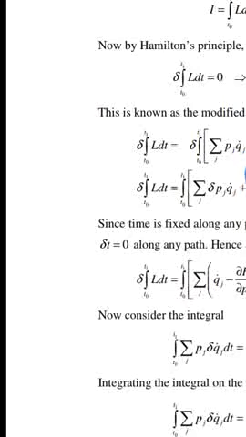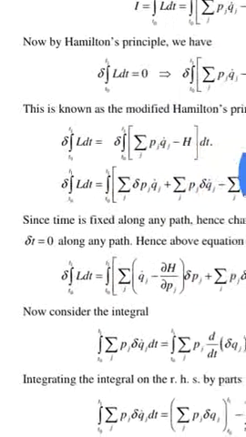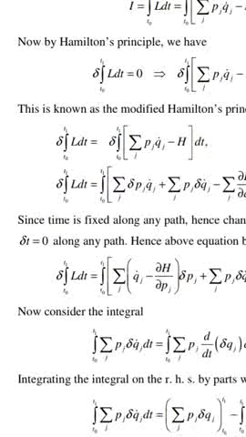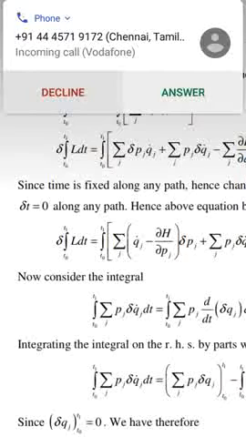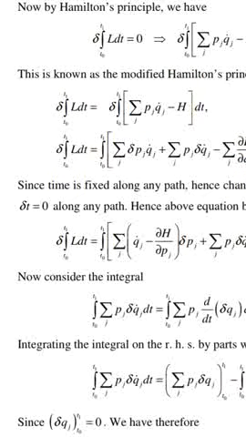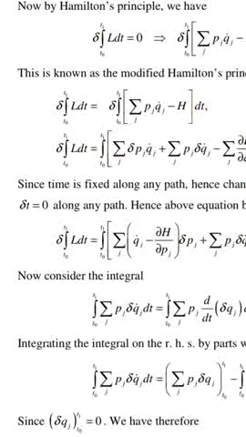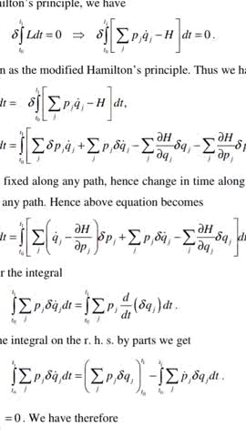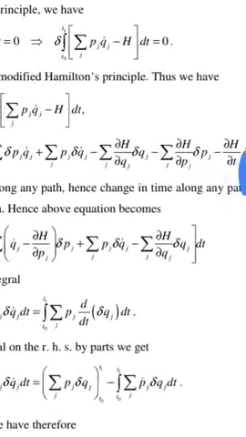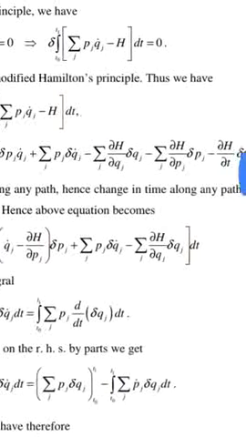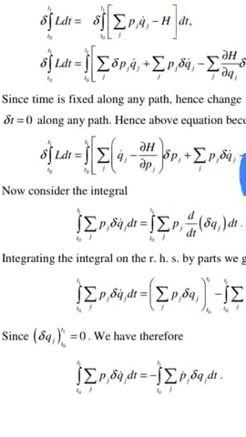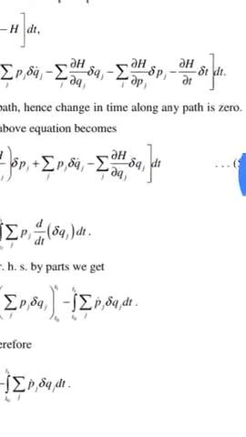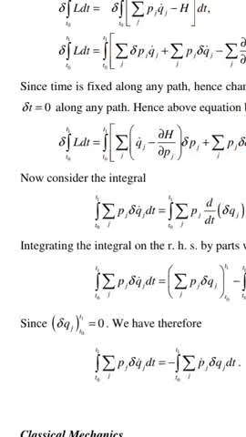Thus we have delta integral from t naught to t1 of L dt equal to delta integral from t naught to t1 of summation of pj qj dot minus H dt. This equals integral from t naught to t1 of summation of delta pj qj dot plus summation of pj delta qj dot plus summation of partial H by partial qj delta qj minus summation of partial H by partial pj delta pj minus partial H by partial t delta t dt. Since time is fixed along any path, the change in time along any path is 0, that is delta t is equal to 0 along any path.